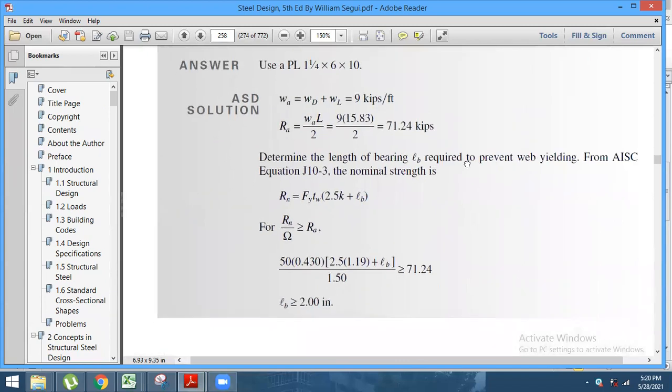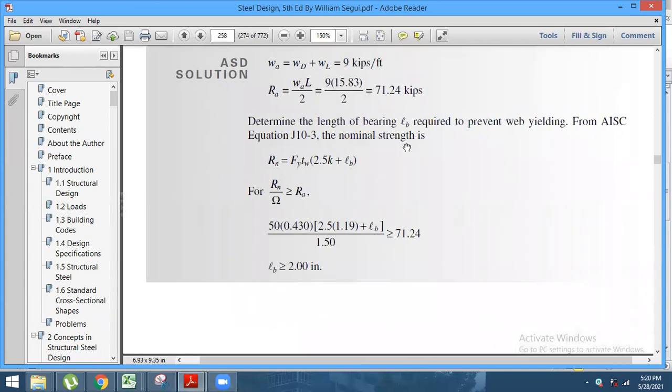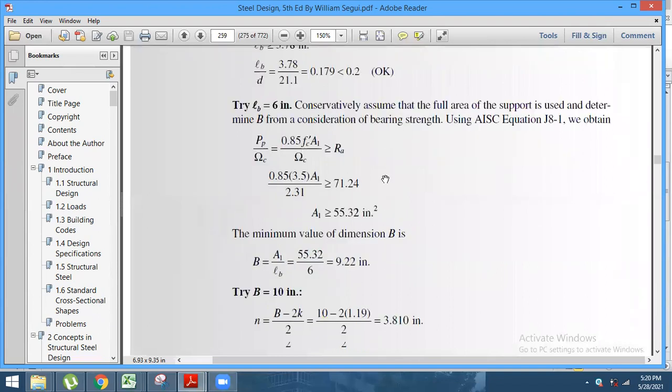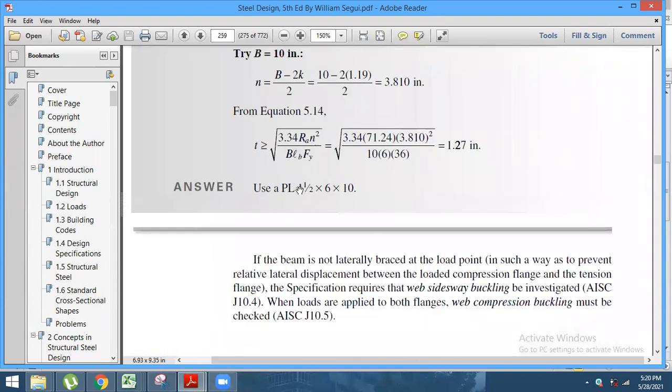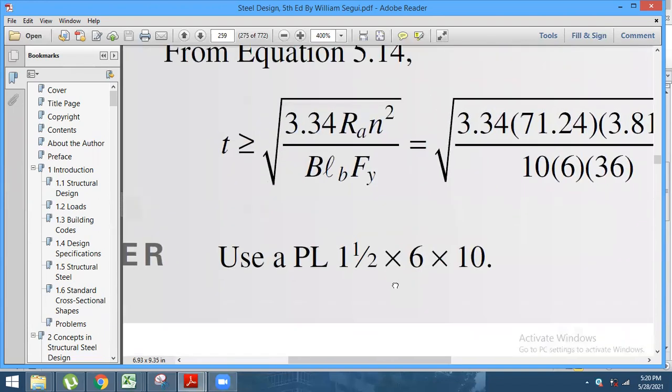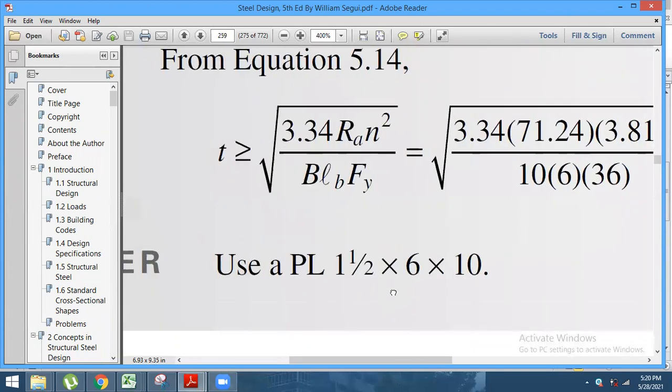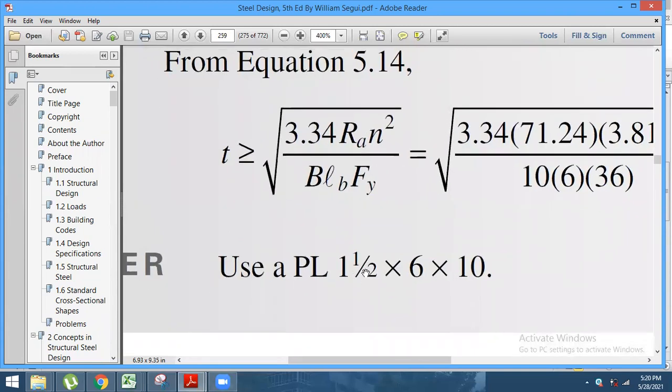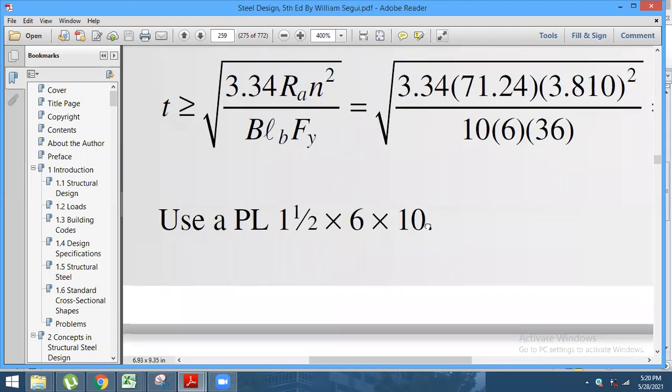Okay, so ito naman yung solution para sa ASD. Okay, so sa ASD yung gagamitin niya na plate using doon sa mga formula natin kanina. That is 1.5 by 6 by 10. Sa ASD, mas makapal. Doon sa LRFD is mas manipis.